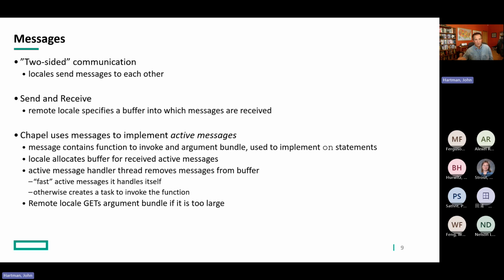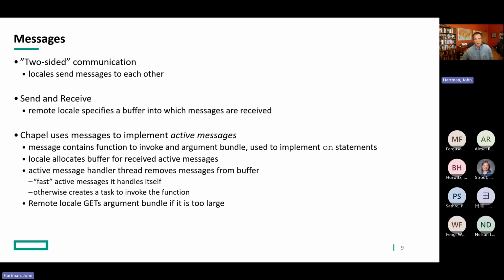In the case of what we call fast active messages, it'll invoke that function itself. But as you might realize, while it's doing that function, it's not checking the buffer for additional messages. So we don't really want it to spend too long doing that function. So there's a fairly constrained set of conditions that allow it to do the fast active message itself.